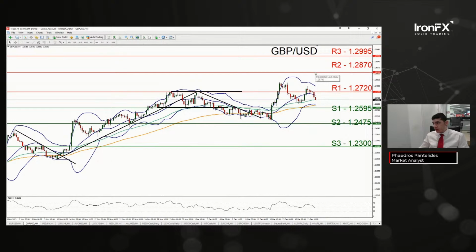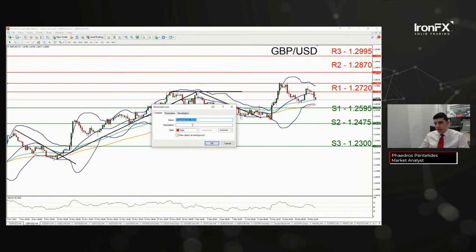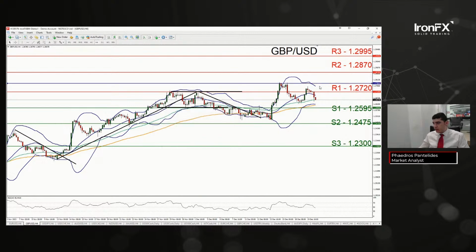I'd keep R2 at 1.2870. This could be a temporary resistance level if it is broken back above. So we'll just place this as perhaps dark blue. For S1, we're keeping our support levels the same. 1.2595 for S1. It's currently aiming for it. Also, sideways moving channel. Since we're keeping R1, we're going to be keeping S1. Have S2, 1.2475. And then lastly, have S3, 1.230.